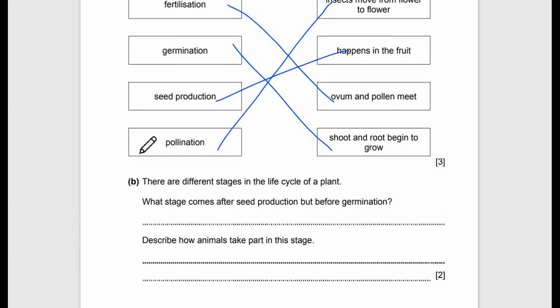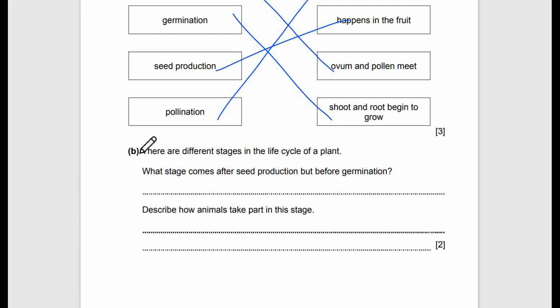Let's see number 9b. There are different stages in the life cycle of a plant. What stage comes after seed production but before germination? Just now we saw that it's seed dispersal. Describe how animals take part in this stage. So the pollen, no, it's not pollen, it's about the seed.